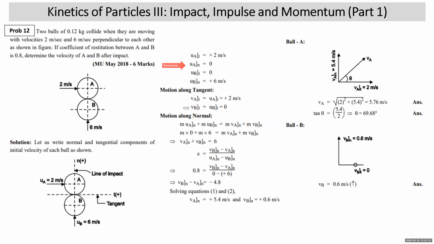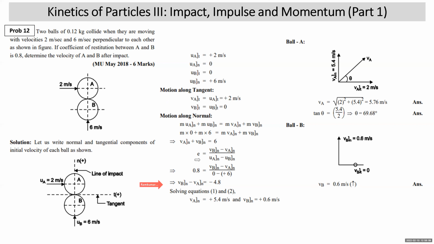All right. Motion along tangent. Its tangential component before and after impact remains same. VAT and UAT are same, plus 2. VBT and UBT are 0. Now motion along the normal. m UAN plus m UBN is equal to m VAN plus m VBN. Masses get cancelled. UAN is 0. UBN is plus 6. So you get this equation: VAN plus VBN is 6. Coefficient of restitution formula is e equal to VBN minus VAN upon UAN minus UBN. e is 0.8 given. VBN minus VAN divided by UAN is 0 minus UBN is plus 6. So you get another equation: VBN minus VAN is minus 4.8.